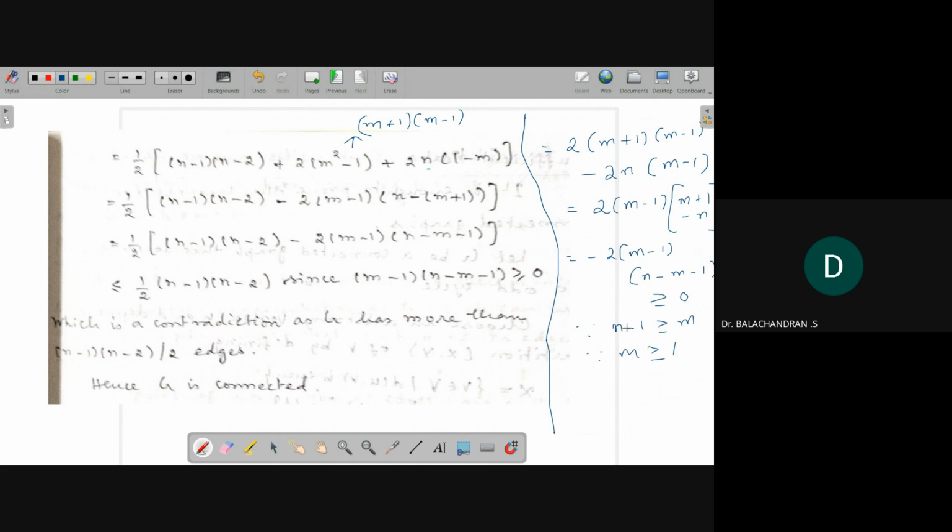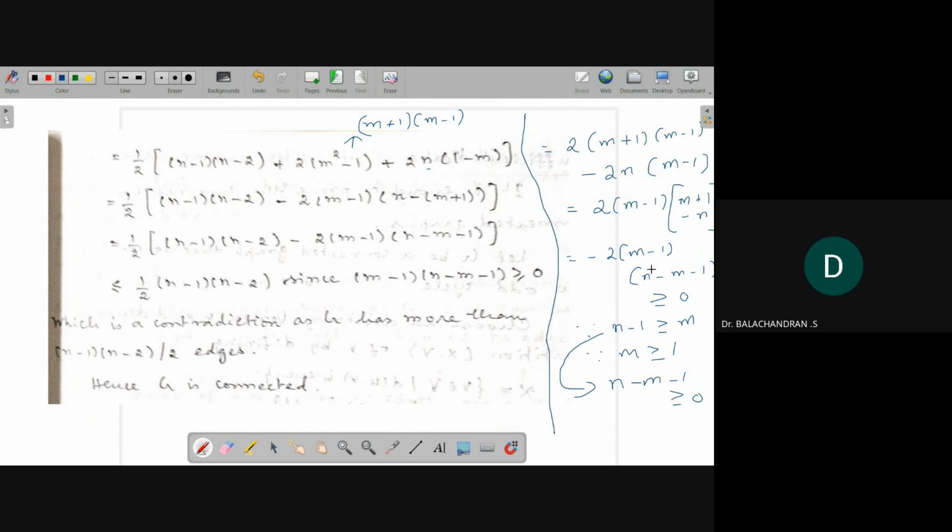Since another condition is n minus 1 is greater than or equal to m, what is the meaning? So n minus m minus 1 is greater than or equal to 0. So that means this is also greater than or equal to 0. So both the terms are greater than or equal to 0.